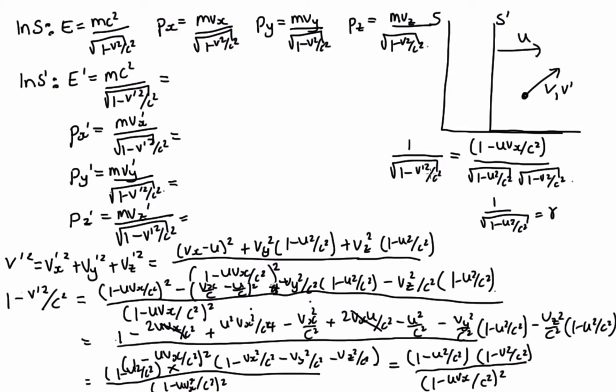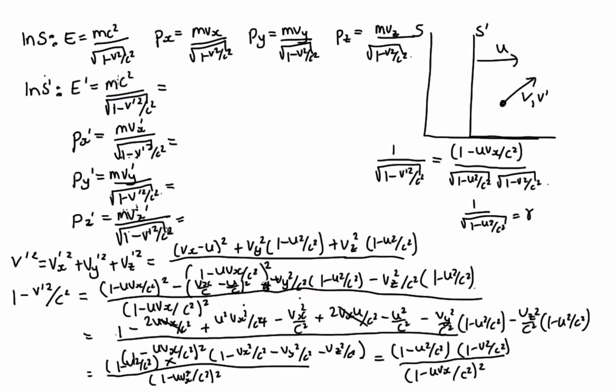So now we've got the expression for this part, and we've just got the mc squared here. So now we can substitute this in here to simplify this expression. So we've still got the mc squared on the top. Now we've got the gamma from the 1 over the square root of 1 minus U squared on C squared, so let's put that out the front. And then we've got 1 minus UVx on C squared over the square root of 1 minus V squared on C squared.